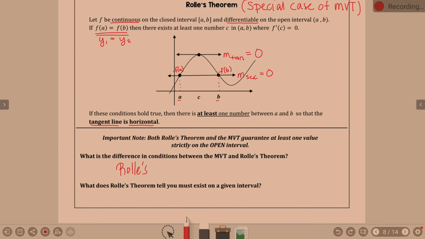Tell me what I need to explain here, right? Okay. So what is the difference in conditions between MVT and Rolle's? Rolle's, secant line has slope of 0.